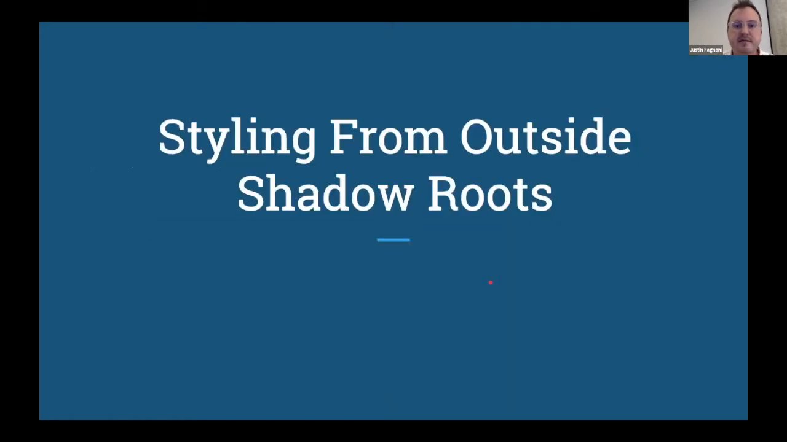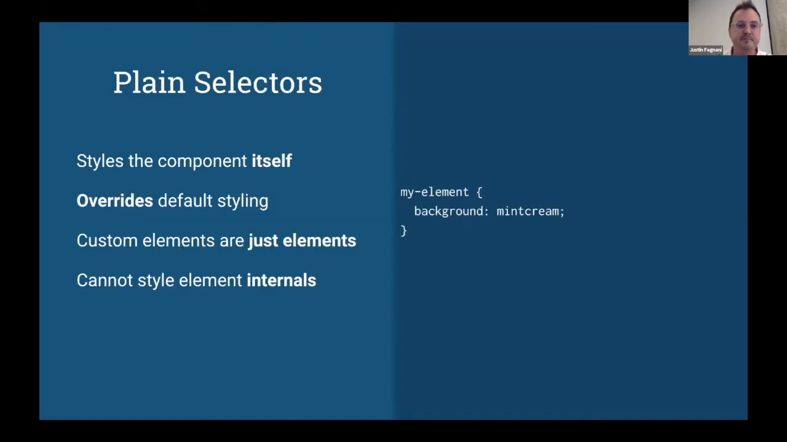Okay, next let's look at styling from outside of the shadow root. So this is when you're using a component. First, we have plain selectors. Just like host selectors inside of the shadow root, these style the component itself only. And these ones override the default styling. And the thing to remember here is that custom elements are just regular elements. So of course you can select them and style them like other elements. But because of shadow root, you cannot style the element internals.